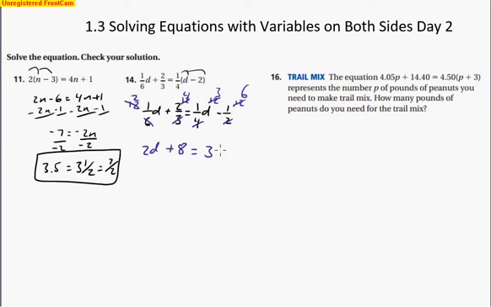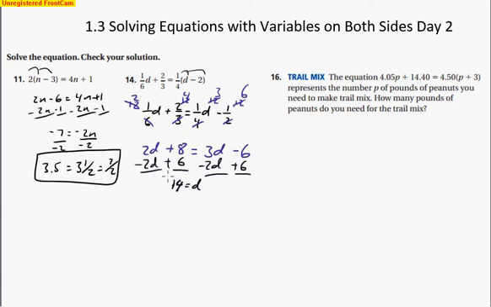3d minus 6. And so from this point we can go ahead and solve, and we'll do that by just doing opposite operations. We'll subtract the 2d from both sides, we'll add the 6 and come up with our answer. So 14 is the value of d.